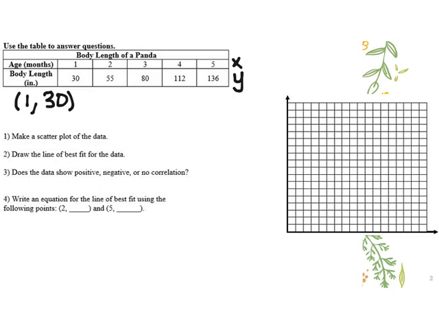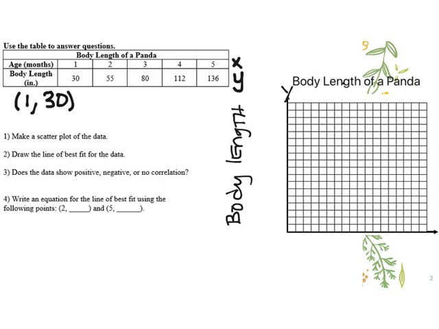So the whole point of creating a scatter plot, we need to title it. So you have to have a title, and that is our body length of a panda. So go ahead and title it body length of a panda. Then we're going to title our y-axis, which is this one, and we are labeling it body length. And then we're going to make sure that we include the units of measure, which is inches, so that we know what we're talking about on that side.